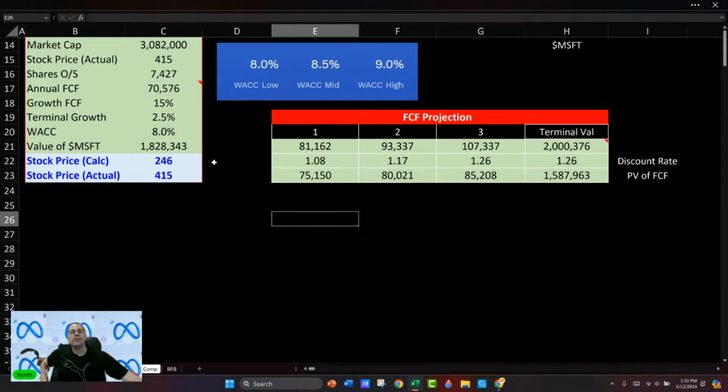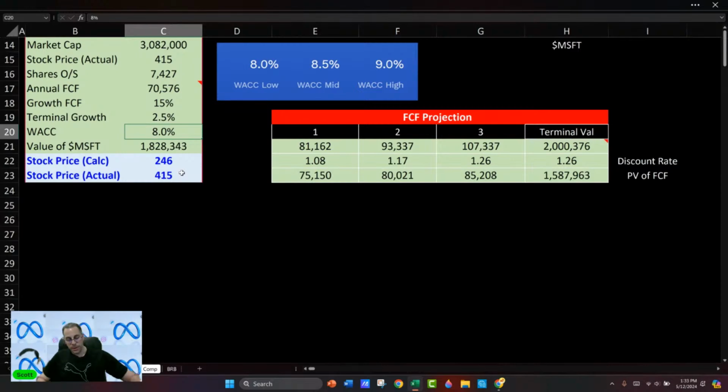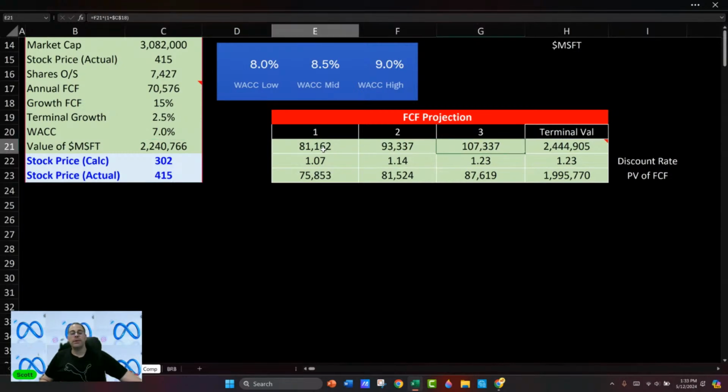But this is based off of just our assumptions, and we're using analyst assumptions. So maybe that 8% is not appropriate for them. Maybe we should do 7%. And there you go, now it's $300 a share. There's not much you can play with. You could lower the WACC to raise the price. You can change your cash flow estimates.